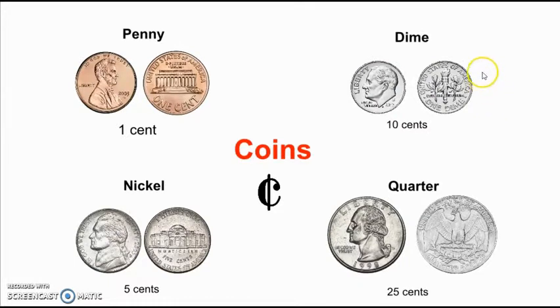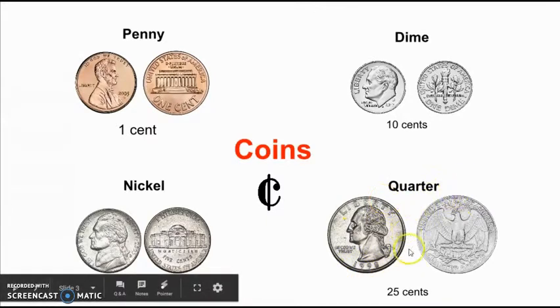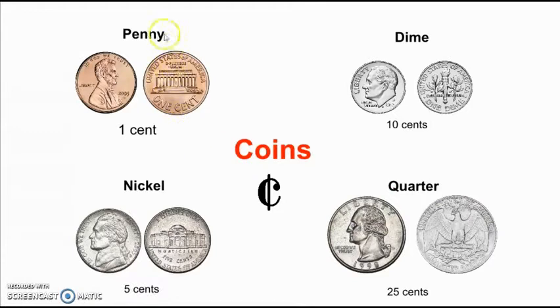And the next coin that we will talk about is the quarter. The quarter is worth 25 cents. This is the front of the quarter, and this is the back of the quarter. And the quarter is the biggest one of them all.